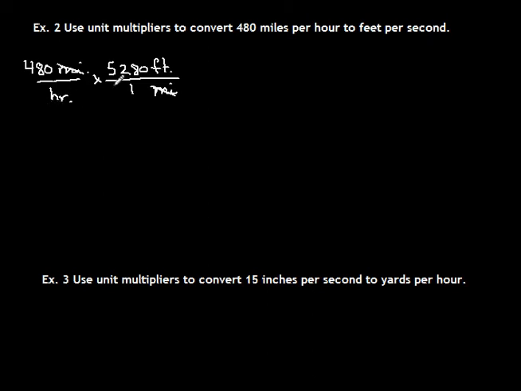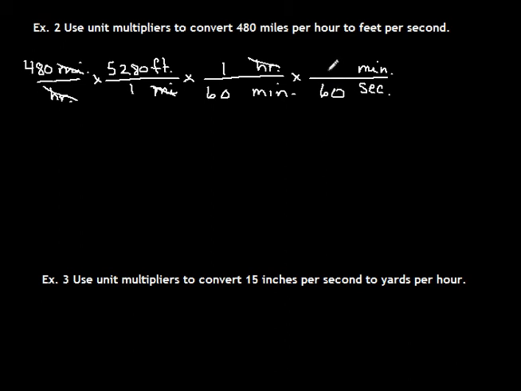Now we have to work our hour down. So we need to put the hour on the top so it crosses out with the hour in the denominator. And we go to minutes. So we know that there is 60 minutes in 1 hour. The hours cross out. Then we go into seconds. We want the minutes to cross out, so the minutes have to go on the top. Over seconds, 60 seconds, and 1 minute.